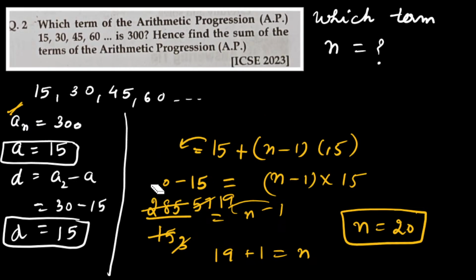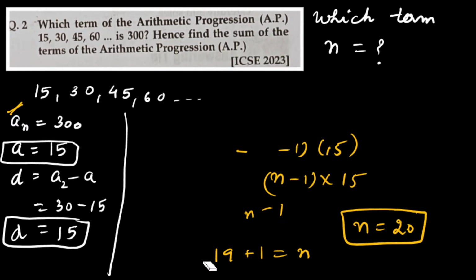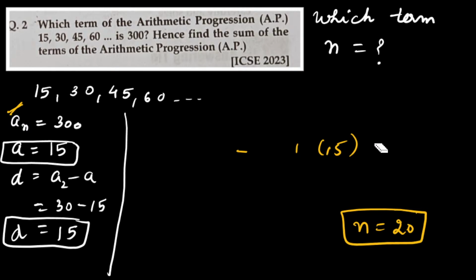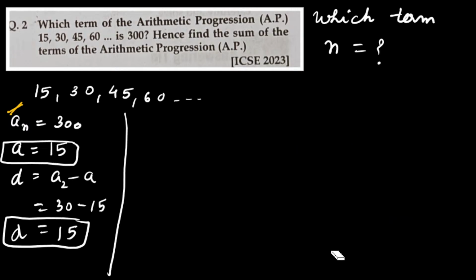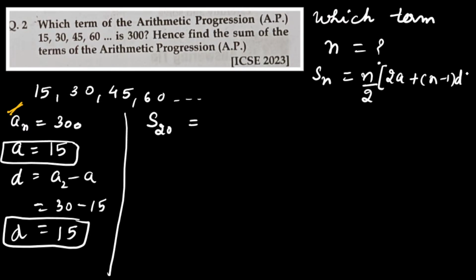For the sum we'll make use of the sum formula. We know n, we know a's value and d's value as well. So S20 we have to find. Sum of terms means here 20 terms are there. So the Sn formula is Sn equals n by 2. Write the formula everywhere. Whenever you are attempting the questions, make sure you are writing the formula. Sn equals n by 2 into 2a plus n minus 1 into d.